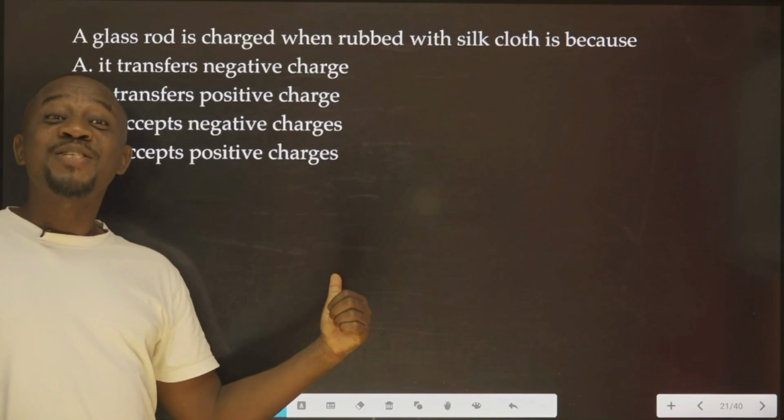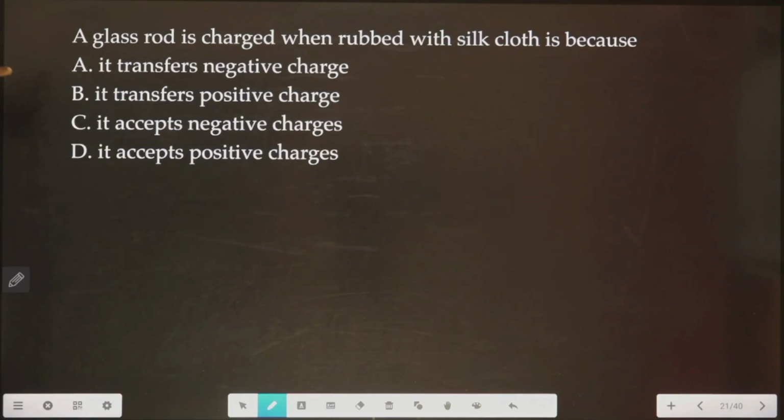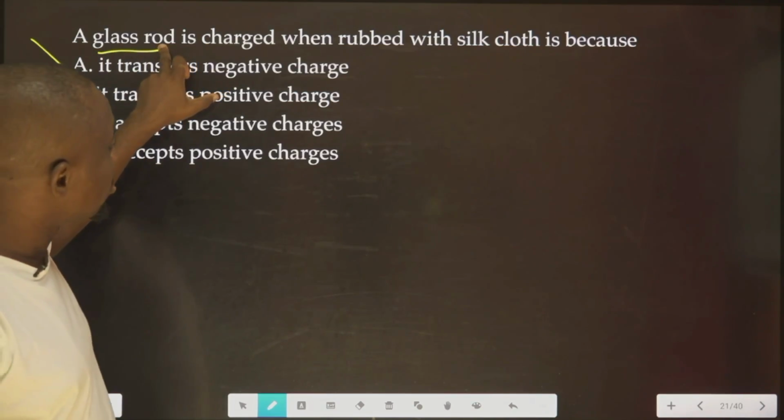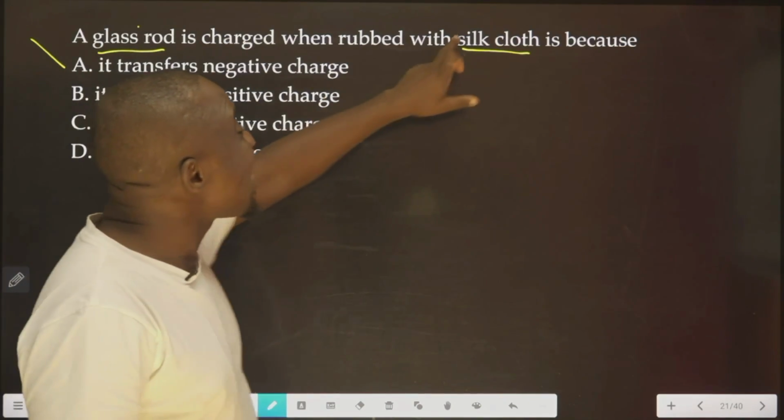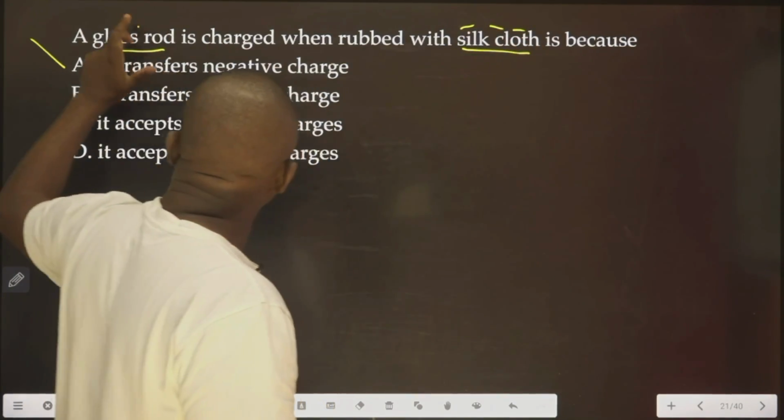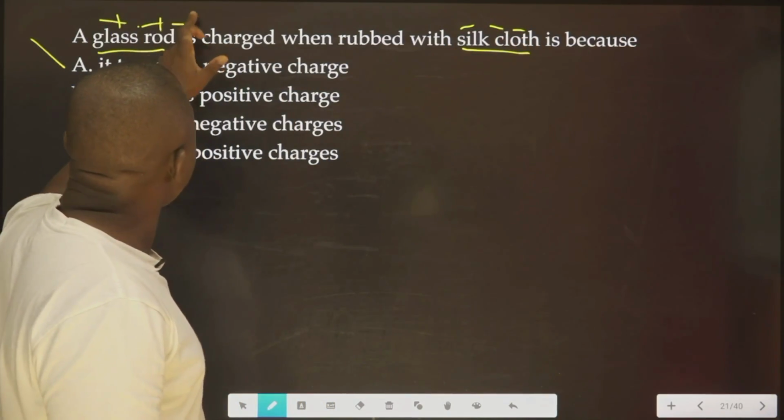Okay? Let's look at this. A glass rod is charged when rubbed with silk cloth because it transfers negative charges. This is actually the answer. When you rub this glass rod with silk cloth, it transfers negative charges to the silk. Itself will acquire positive charges.